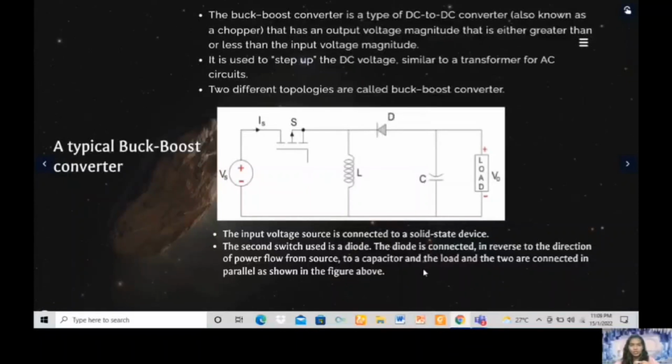Two different topologies are called buck boost converter. The input voltage source is connected to a solid state device. The second switch used is a diode. The diode is connected in reverse to the direction of power flow from the source to a capacitor and the load, and the two are connected in parallel as shown in the figure above.